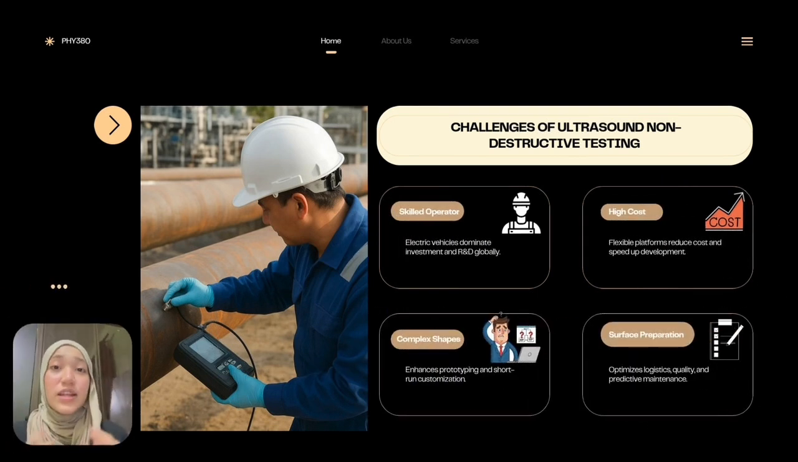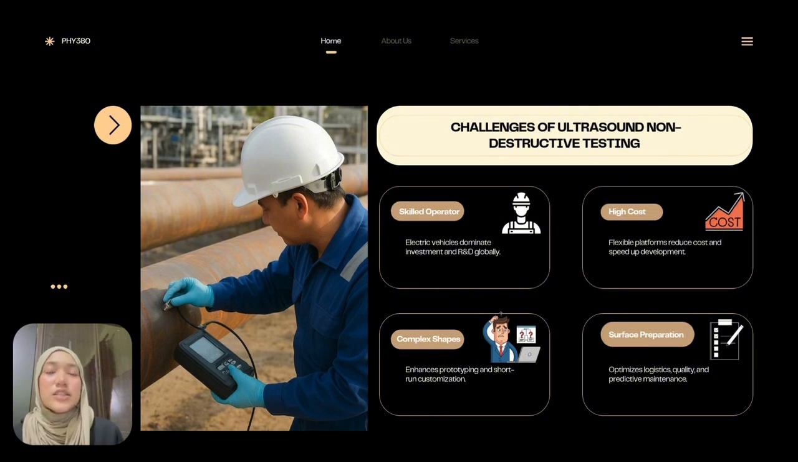Despite its many advantages, ultrasound non-destructive testing still faces several challenges. Firstly, the technique requires trained and experienced operators because interpreting ultrasonic signals can be complex. For example, incorrect interpretation may lead to inaccurate results. Secondly, the equipment used for ultrasonic testing can be expensive, especially advanced systems such as phased array ultrasonic testing.